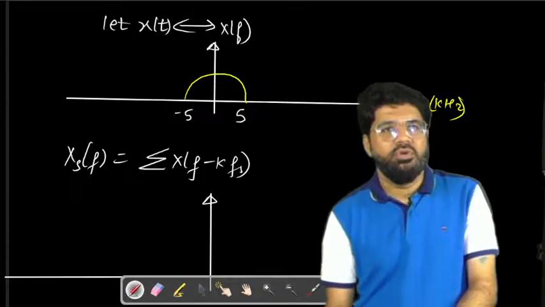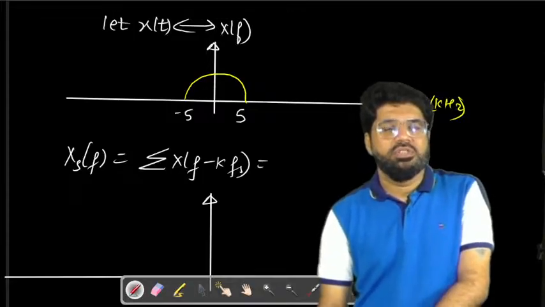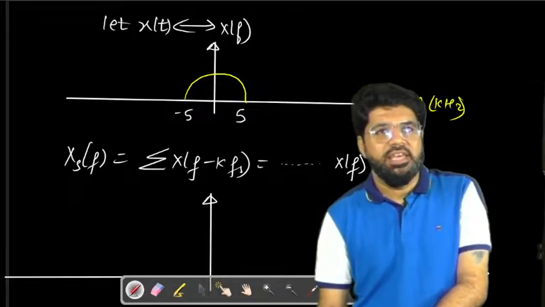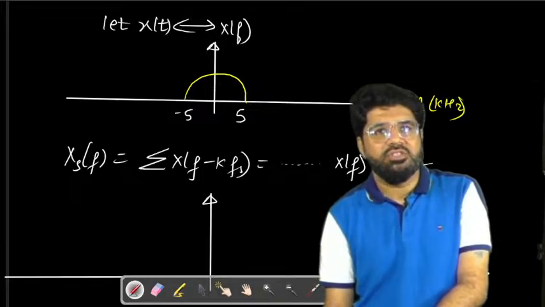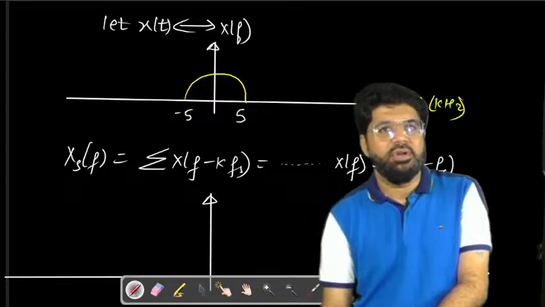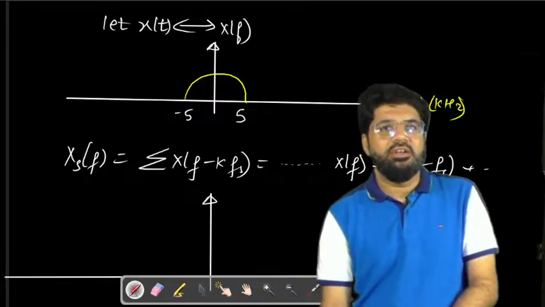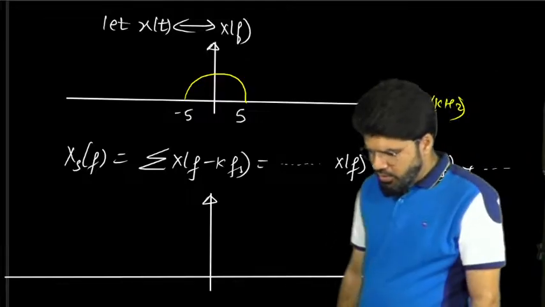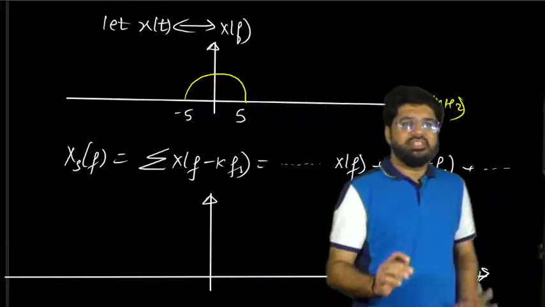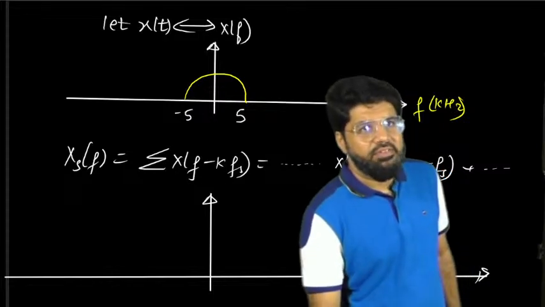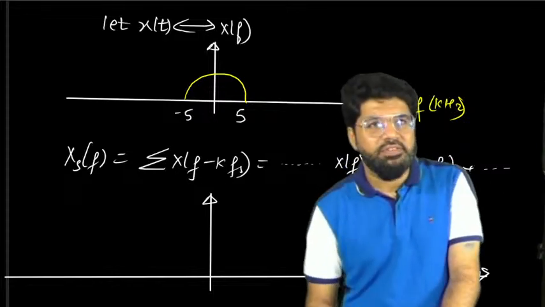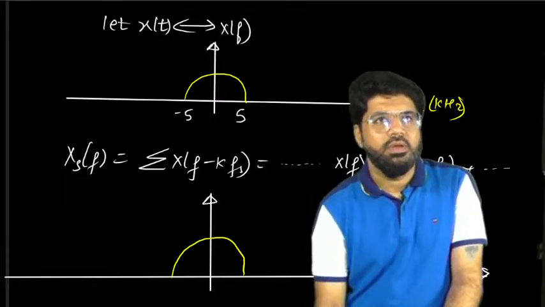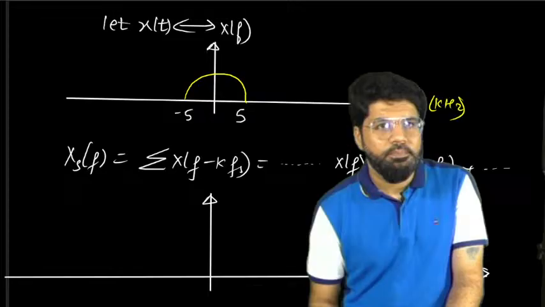See, if you want to open this expression, suppose you take k equal to 0, this is simply X(f). If you take k equal to 1, it is X of f minus fs, right shifted. If you take k minus 1, left shifted. Then twice right shifted, twice left shifted. Okay. So what I have done for you, X(f) is given to you, that is from minus 5 to 5. That anyways will come. But what will also come?